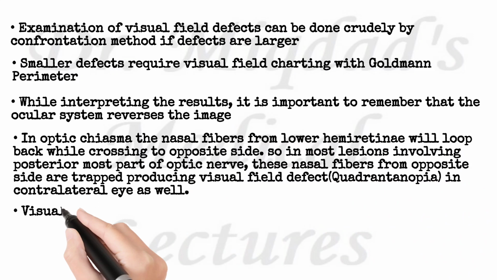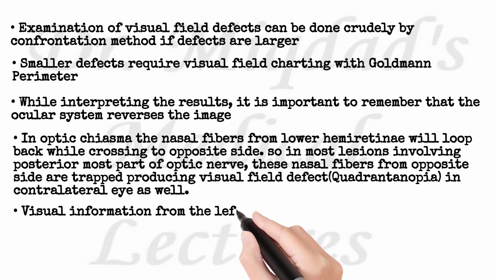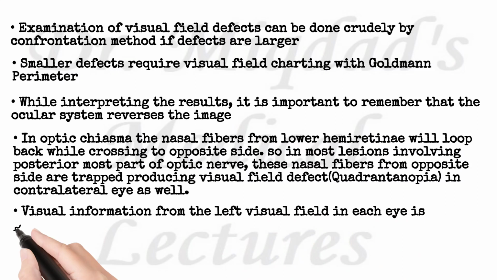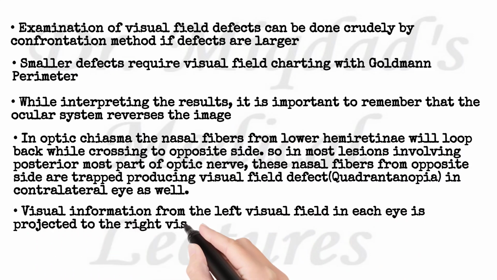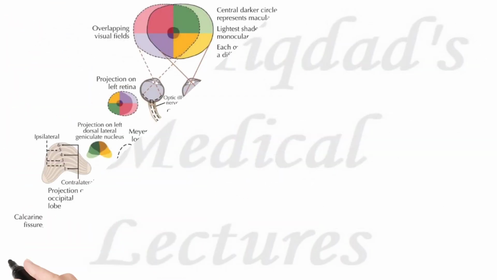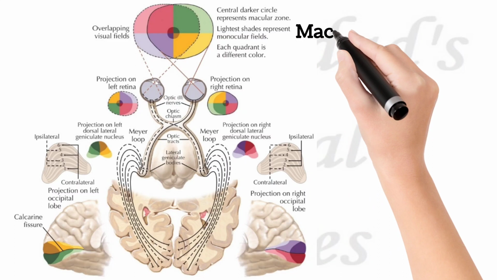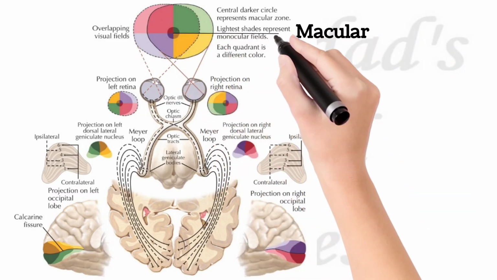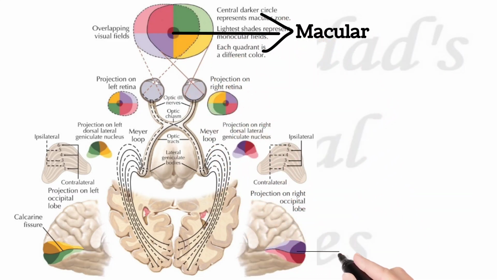Now, the visual information from the left visual field in each eye is projected to the right visual cortex and vice versa. And the superior visual field is projected into the inferior half of the primary visual cortex and vice versa. The most central visual field, or macular zone, is projected most posteriorly at the occipital pole, whereas the peripheral field is located anteriorly within the primary visual cortex, as seen in the image here.